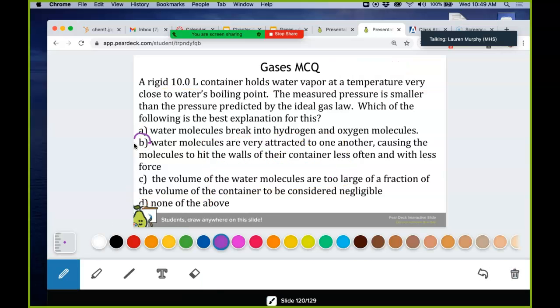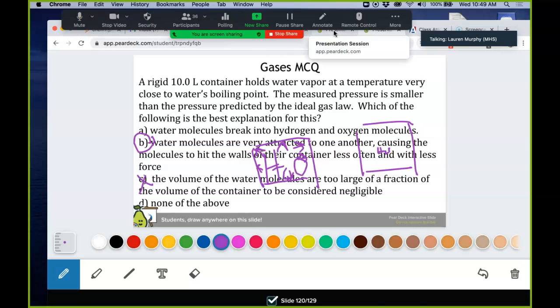But let's talk about C. It says the volume of the water molecules is too large of a fraction of the volume of the container to be considered negligible. Oh no, if water molecules were huge in the container, as opposed to really, really small, if their volume wasn't negligible, this would create more pressure, right? Because now the size of the container is becoming relevant, and so are the water molecules. So this would cause an increase in pressure if the water molecules were really big relative to the container. So that's why that one is out. Any questions?